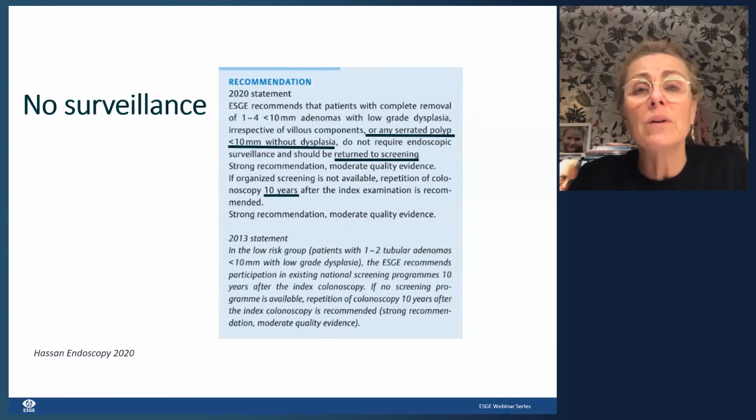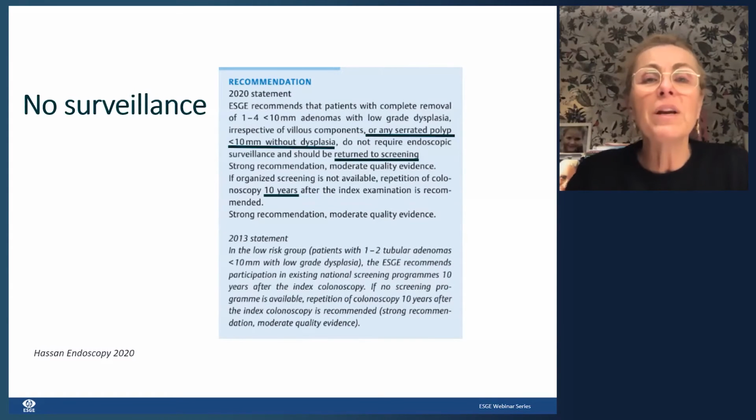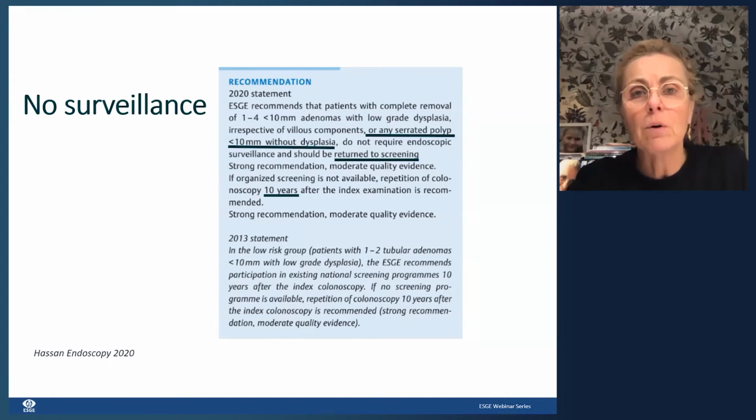Adding to the group of adenomas that Maria just discussed with you, any serrated polyp smaller than 10 millimeters without dysplasia does not require endoscopic surveillance. And then the new part of the guideline is that they totally go back to the screening, which we have now in place in most countries. If there is no screening available, it is advised to repeat the colonoscopy 10 years after the index examination.